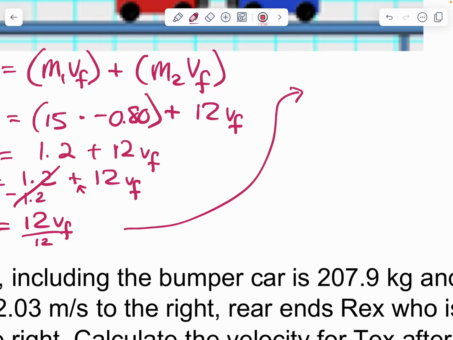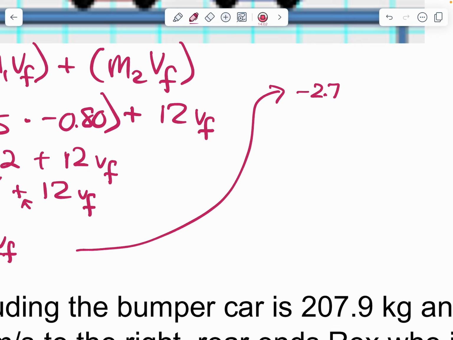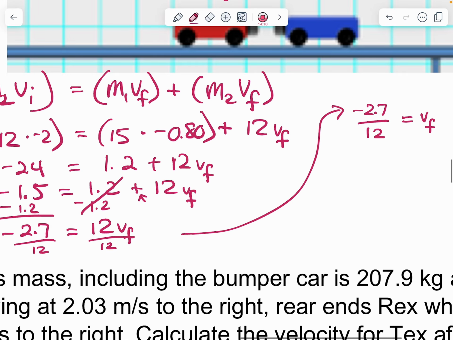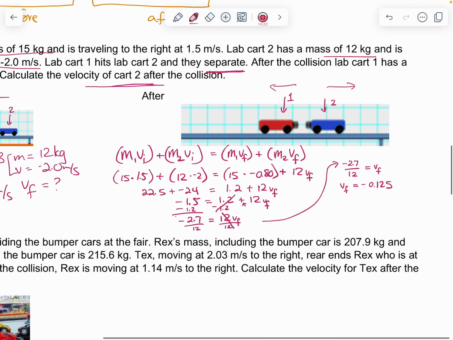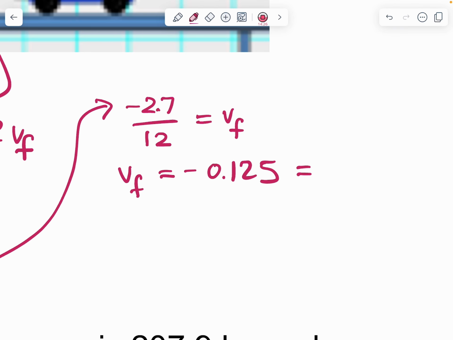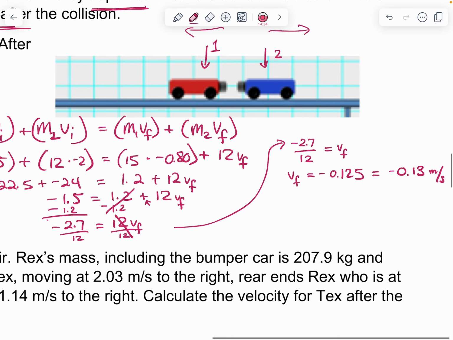Totally out of room. Okay, so now what do I have? Negative 2.7 over 12 is equal to VF. Right, my 12s cancel. If you plug this in your calculator, you're going to get VF equals negative 0.125. Let's see, significant digits, I can have 2, so this is going to be negative 0.13 meters per second.